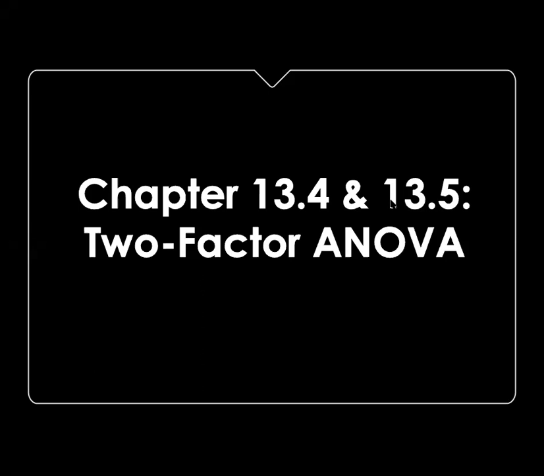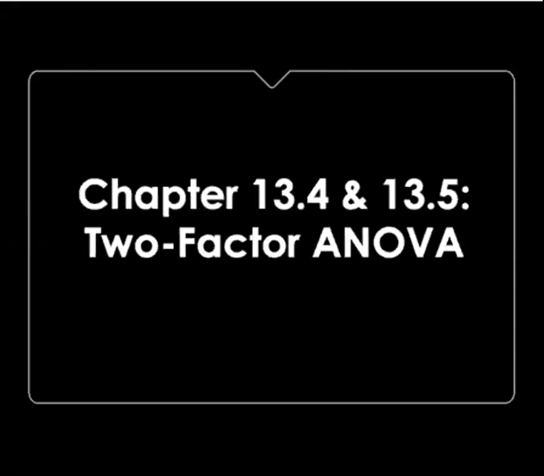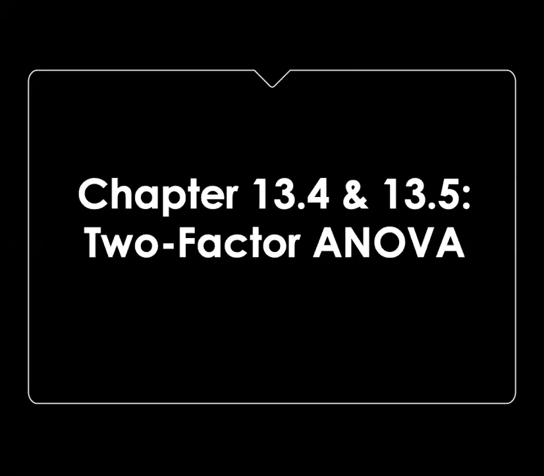Okay, so we're going to be talking about two-factor ANOVAs. This is section 4 and section 5 from chapter 13, which you can find in your textbook. It's pretty clearly labeled. We're going to skip over the repeated measures ANOVA, which is sections 1 through 3.